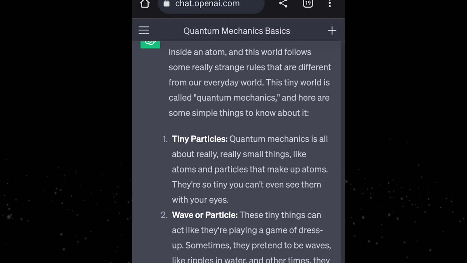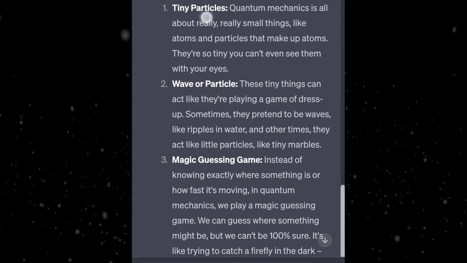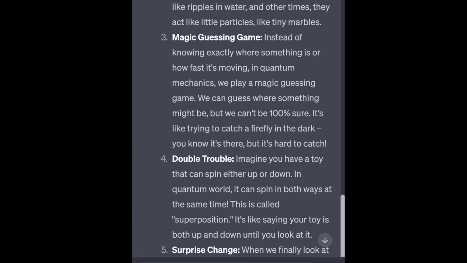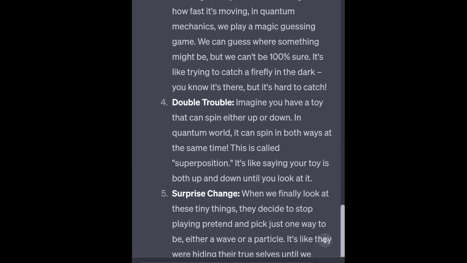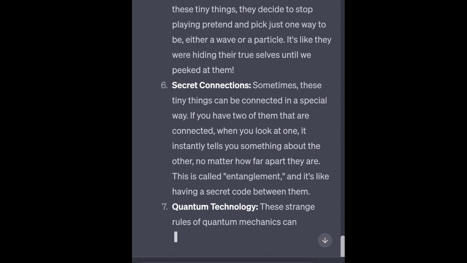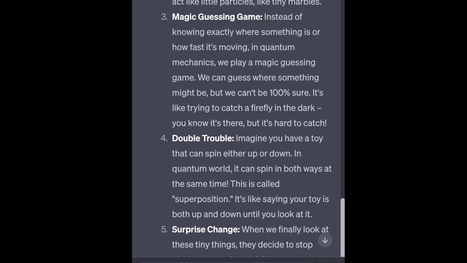Tiny particles, wave particle, magic guessing game. Like, what? These words are for kids. And that's the good thing. ChatGPT can teach you so much and can teach you in a way that you prefer, just by suggesting it something.